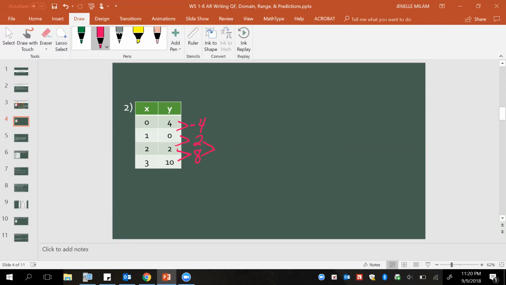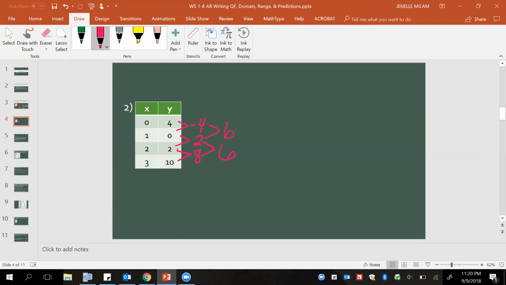8 minus 2 is, sorry, not 4. That's my bad. It is 6. 2 minus negative 4 is 6. These are the same. This is the second difference. Then I'm going to look. My table's got a 0 in it, so I don't need to work backwards at all.